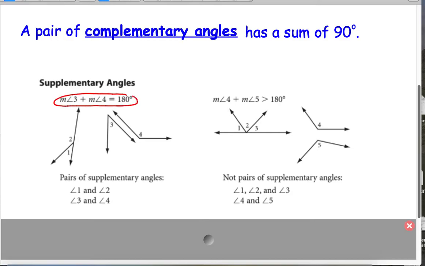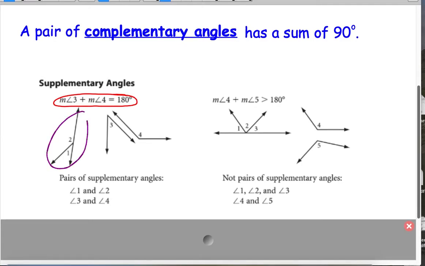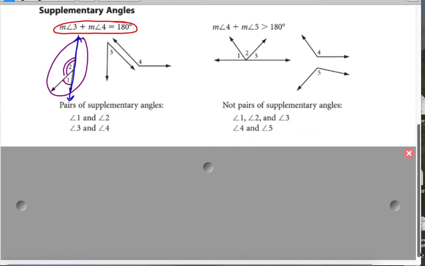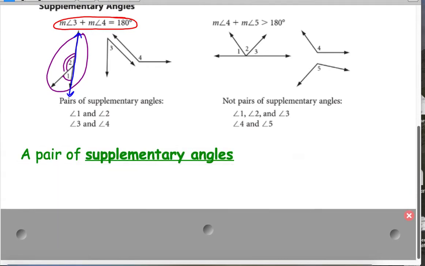Angle 3 and 4 here add up to 180 degrees, so they're supplementary. If you look at this other picture here, angle 1 and angle 2 together make this straight line, and we know a straight line is 180 degrees, so that shows us that 1 and 2 together make 180 degrees, so they're also supplementary. So if we want to give a definition for supplementary, a pair of supplementary angles have a sum of 180.